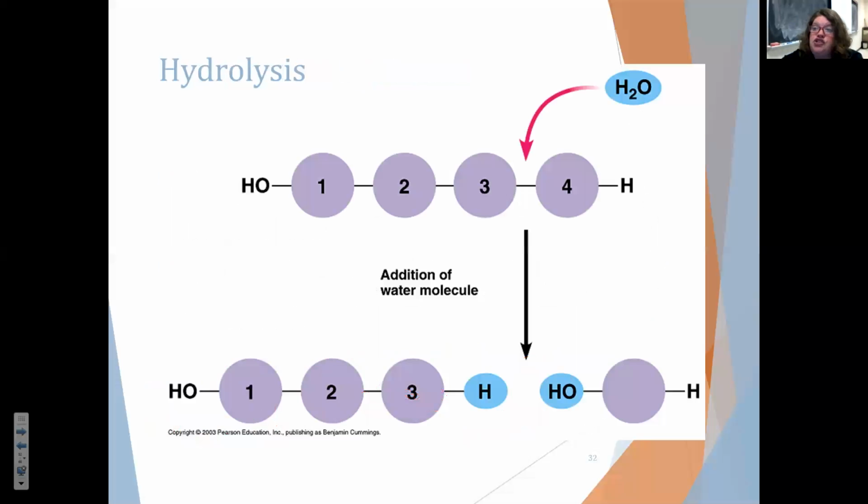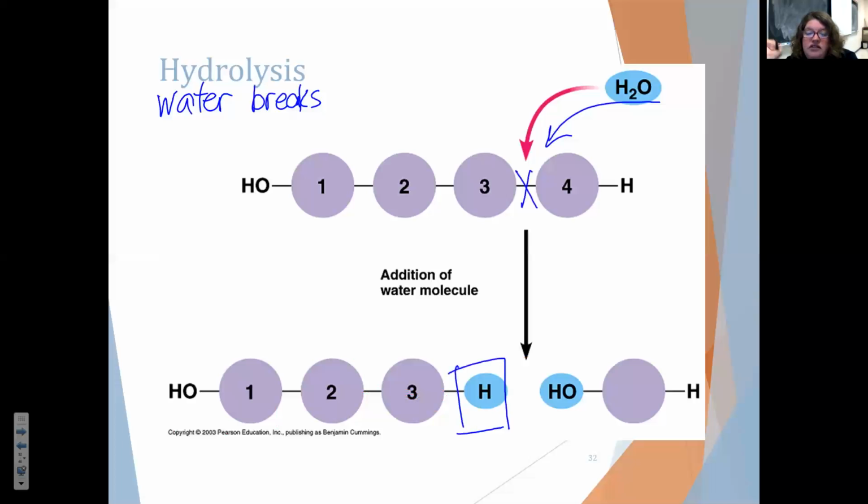Now, hydrolysis is just the opposite. Hydrolysis adds water. Hydrolysis literally means water breaks apart. And so water breaks this bond. What happens to the water? Well, the H part of it goes here, and the OH part of it goes here.